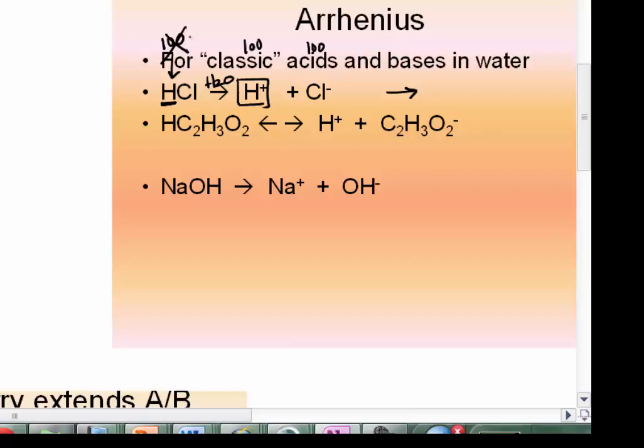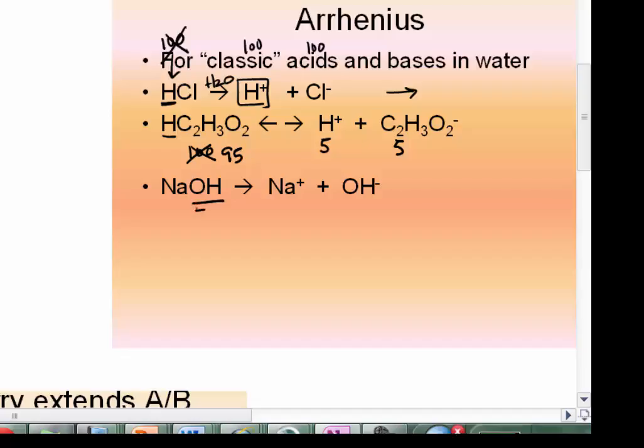Acetic acid is a weak acid. It partially dissociates. Again, it's a classic acid. The way it's written, it starts with hydrogen. If you had 100 of these, approximately 5 would dissociate. So you'd have 5 of each of the ions, and then you would have 95 of these left in solution. And it's a dynamic equilibrium.